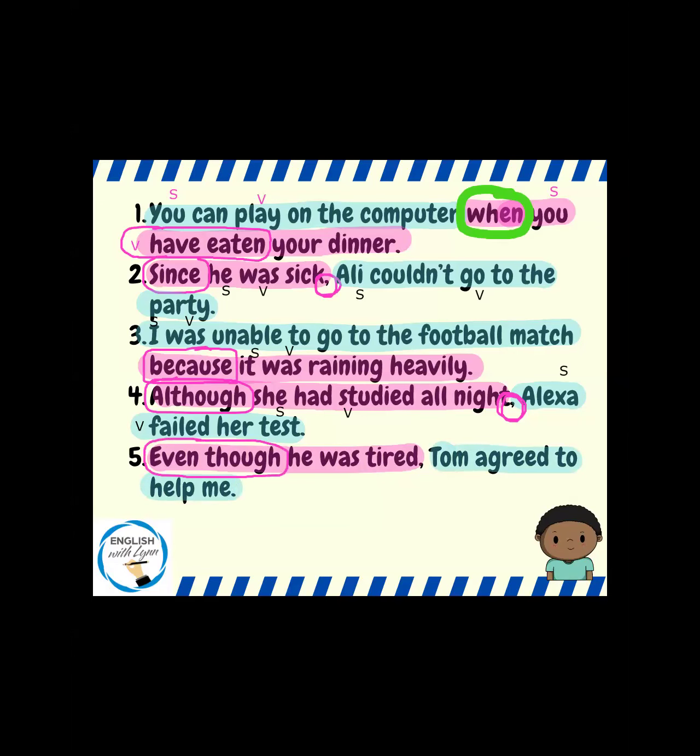And then I've got he is my subject, was is my verb, he was tired. Tired is my complement that is telling me more about the subject. And then in my main clause, he has a name. So Tom is my subject and agreed is the verb. Okay, so those are what we call the complex sentences.